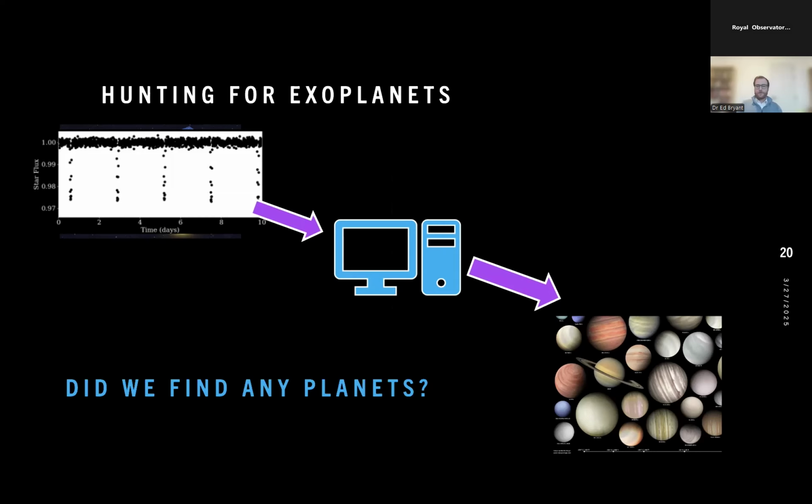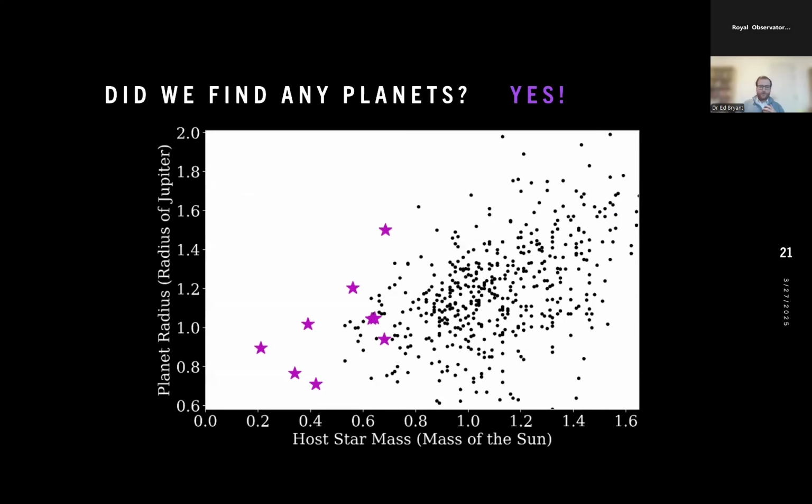Yes, I did. What this is now showing is the planets that I found as the purple stars against the population of other planets known from other surveys in black. And what we're now showing is the radius of these planets, or half the diameter of these planets, where the units are the radius of Jupiter. And on the bottom is the mass of the host star in units of the mass of the sun. So Jupiter would sit about here in the diagram, 1, 1. And what we're seeing is that these planets that I found are similar in size to Jupiter, but their host stars are much, much less massive than the sun.